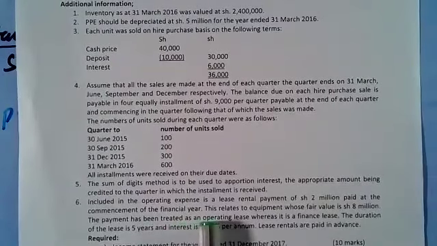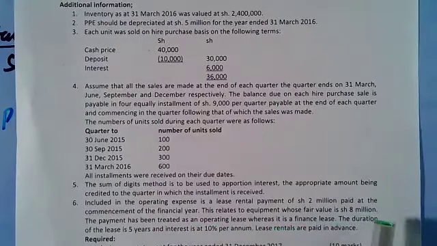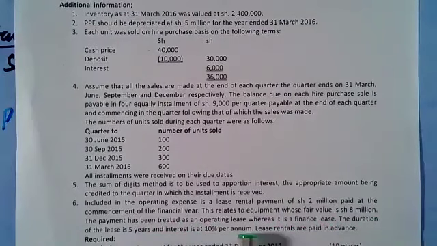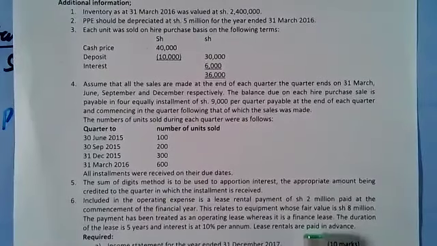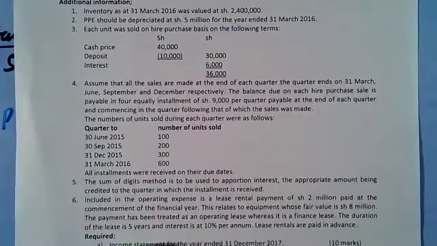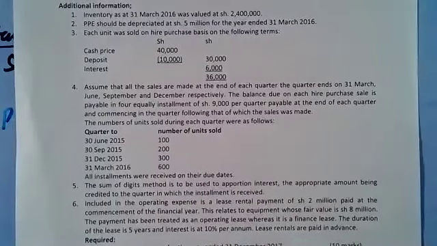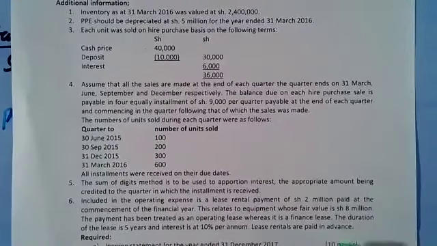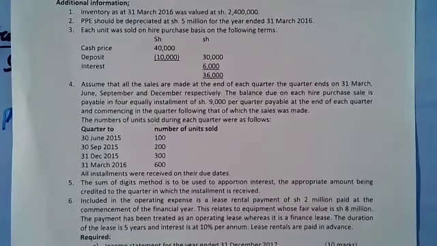At the commencement of the financial year, this relates to equipment whose fair value is 8 million. The payment has been treated as an operating lease where it's a finance lease. So you need to account for it. The duration for the lease is 5 years and the interest is 10% per annum. Lease rentals are paid in advance. So remember, the duration for the lease is 5 years, and the lease rentals are paid in advance. Required: the income statement and the statement of financial position.